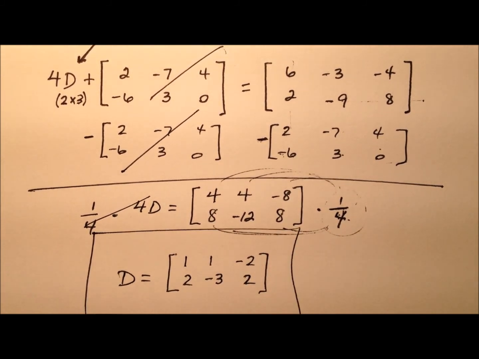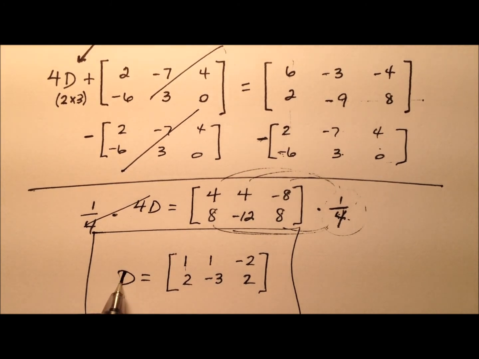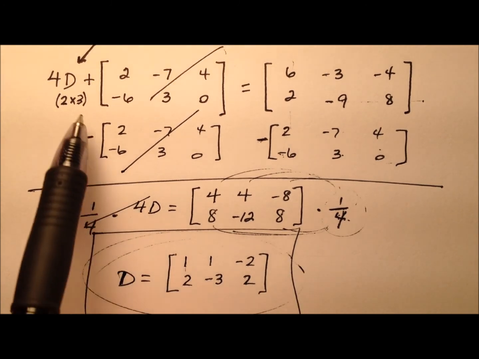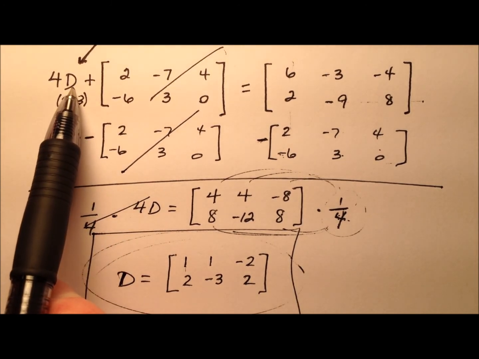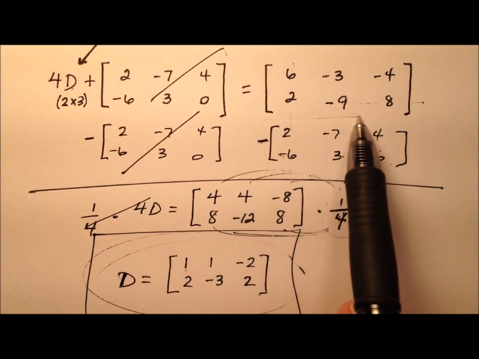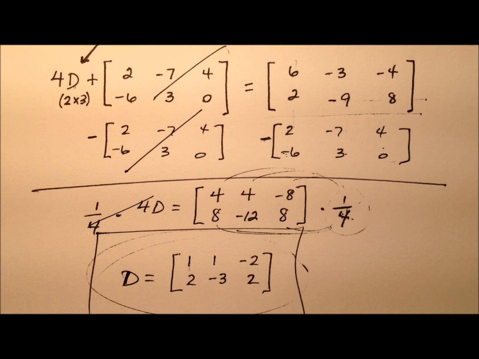So my solution here, this 2 by 3 matrix, which is going to be my matrix D, is going to be here, and this is the matrix that if I slipped it right in there, I could multiply everything by 4 and add this matrix, and I would indeed get this 2 by 3 matrix here at the end.